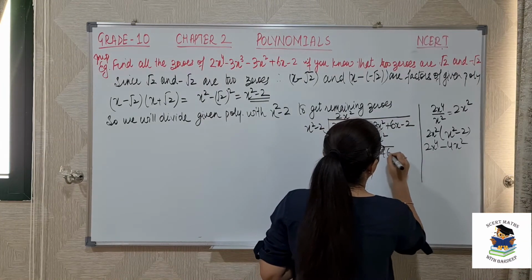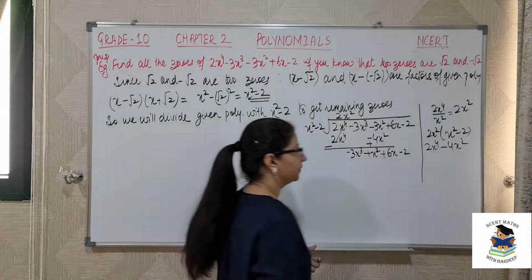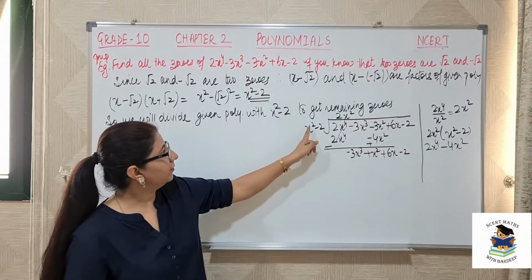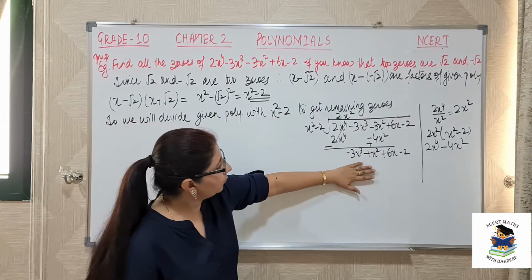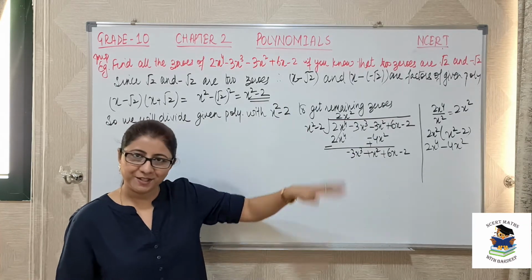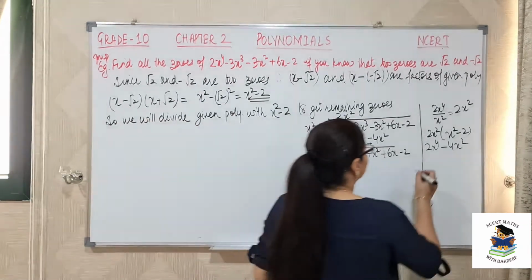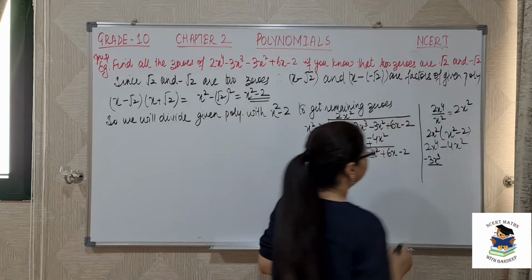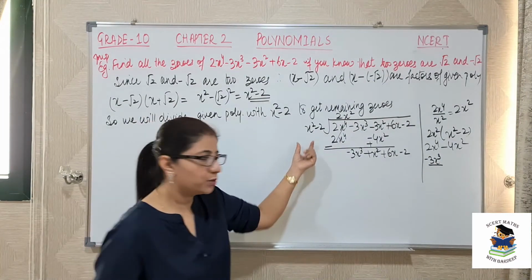And write down the remaining terms. So again we will repeat, because here the power is 3, here the power is 2. So the power of the remainder is more than the divisor, so we will repeat our steps. So now the highest term is minus 3x cube divided by x square.